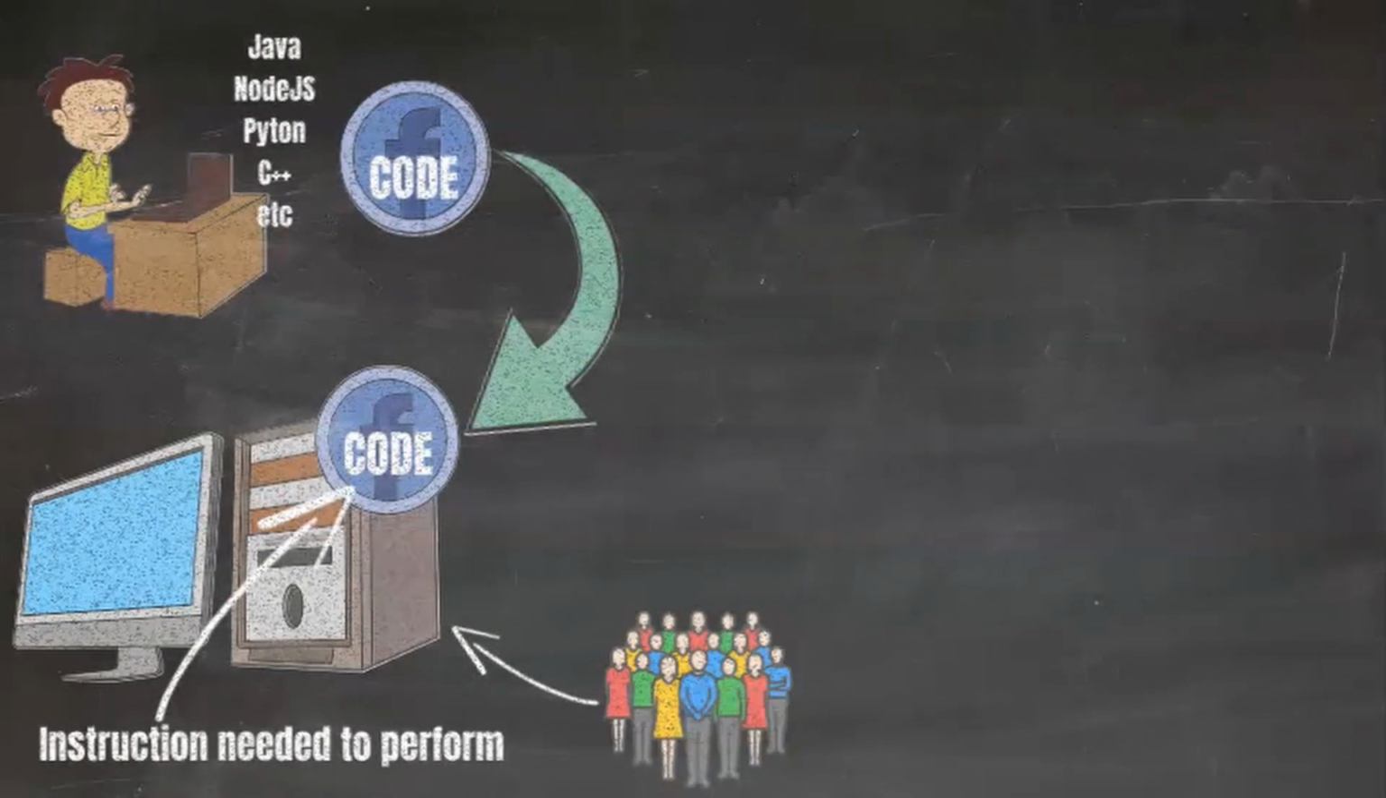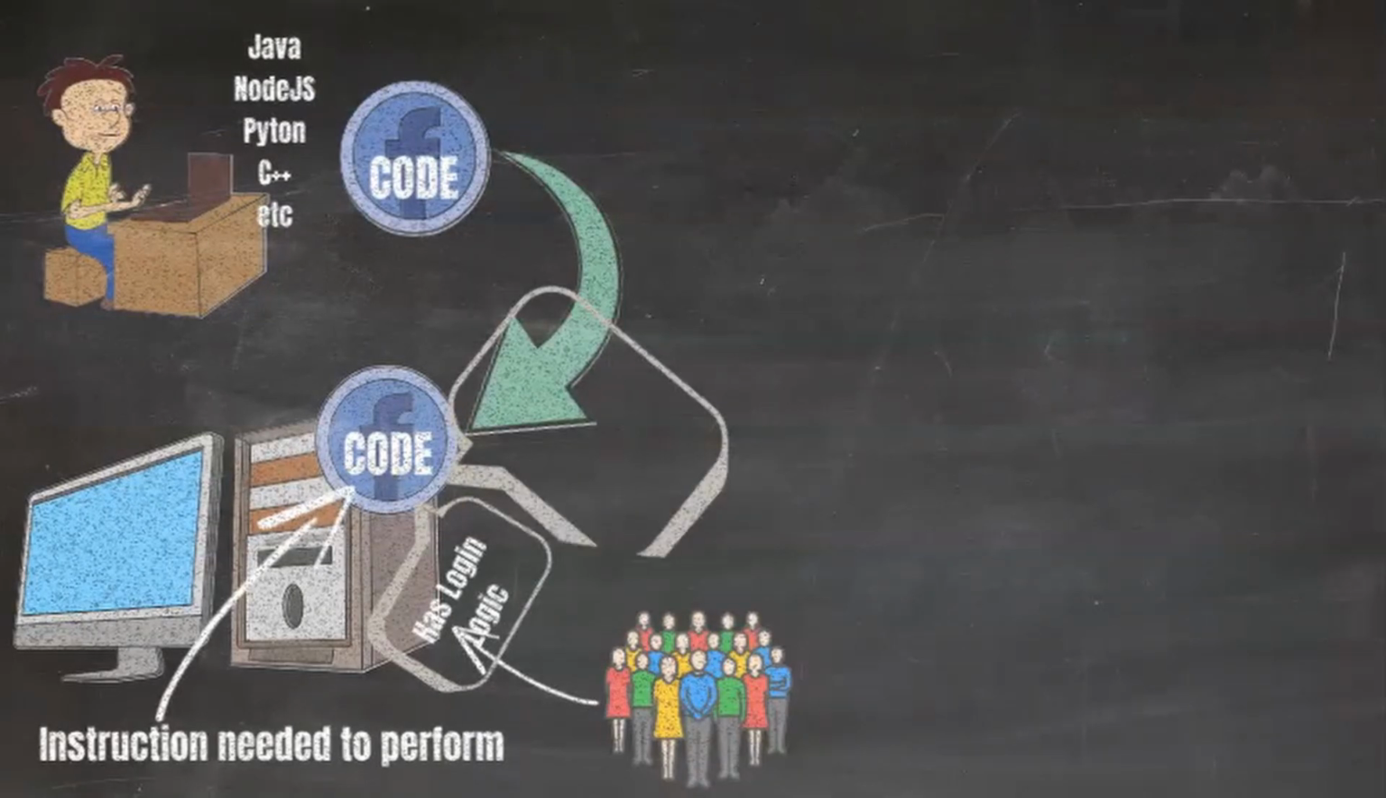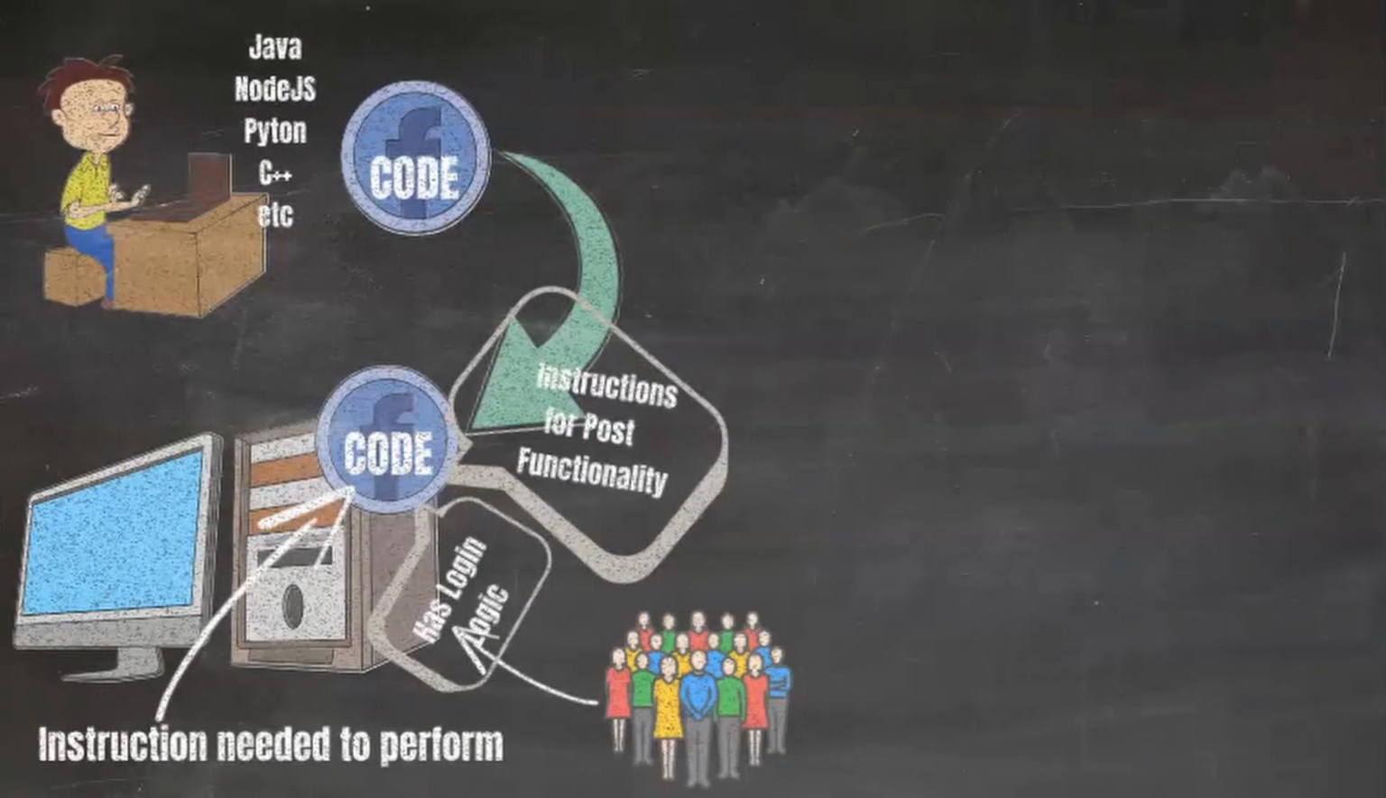Let's say there's a piece of code which has login logic. What this particular code does is, when somebody tries to log into Facebook, it will check the username and password, and based on that it will allow the user to log in or not. Likewise, when somebody makes a post on Facebook, this logic will ensure that the post will appear on his wall.